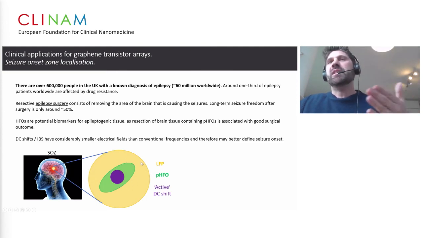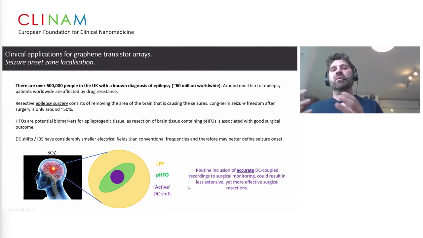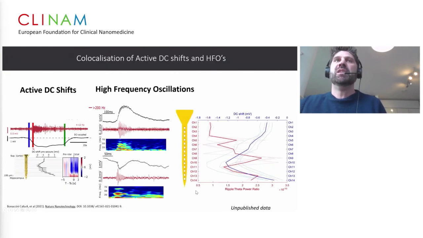And so this is just a little scheme of that, where at the start I mentioned that the typical LFP band may be able to focus the seizures down to a relatively large area. But if you include the areas where you pick up these pathological high-frequency oscillations, it gets a bit smaller. And if you include the area where you've got these active DC shifts, you get a really quite small area. So the working hypothesis would be that if we can include accurate DC coupled recordings in surgical monitoring, this could result in less extensive yet much more effective surgical resections.